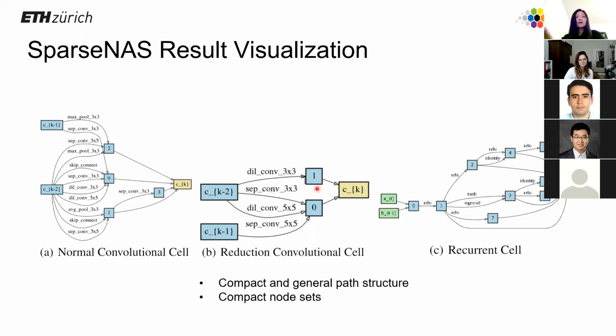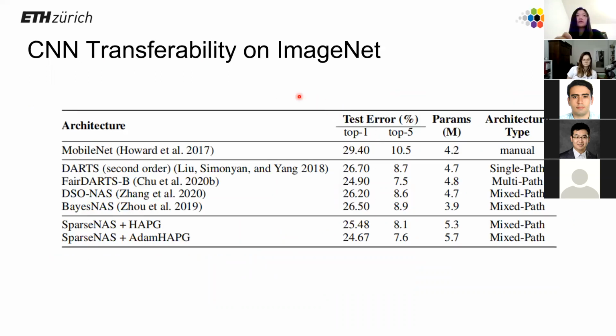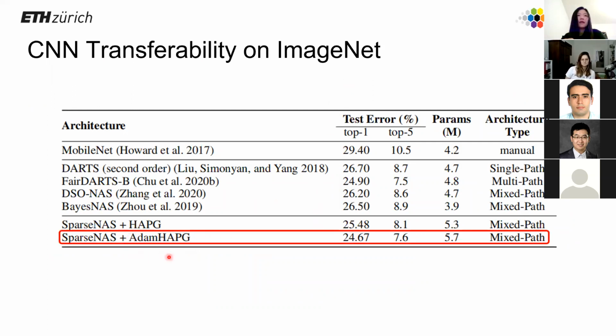Here are some quantitative results of our experiments. This is the convolutional neural network search result on CIFAR. As you can see, our sparse NAS with HAPG and Adam HAPG both outperform the original DARTS, both the first order and the second order. We also transfer our results from CIFAR-10 to CIFAR-100, and we also outperform the original DARTS. Then we transfer our results searched on CIFAR-10 to ImageNet, and our sparse NAS with Adam HAPG achieves the best performance among our competitors.